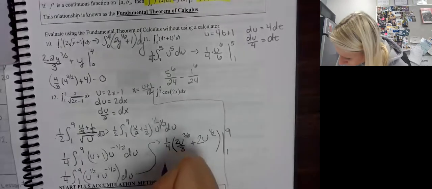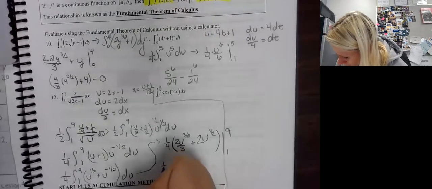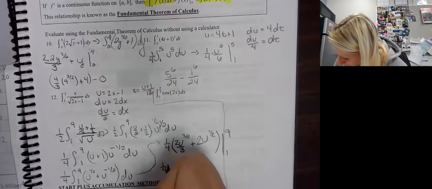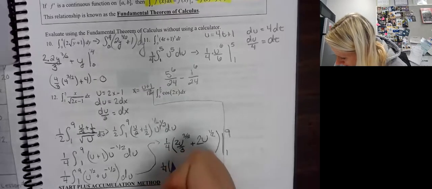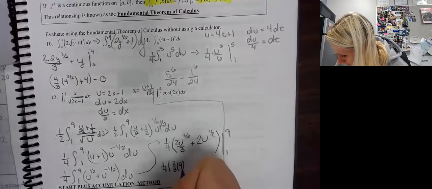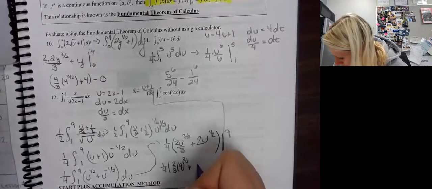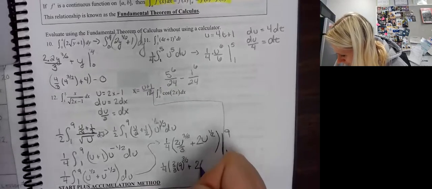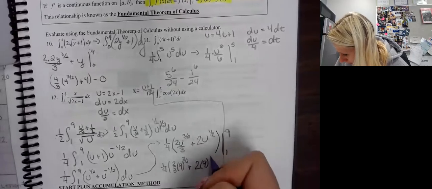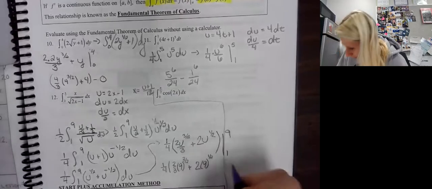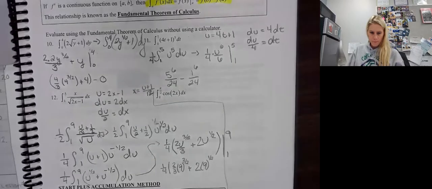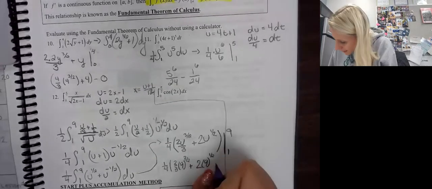So we have 1/4 times 2/3 times 9 to the 3/2 plus 2 times 9 to the 1/2 minus.